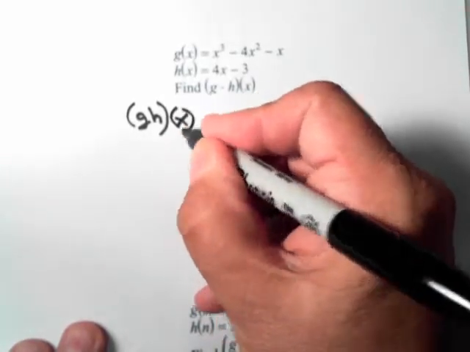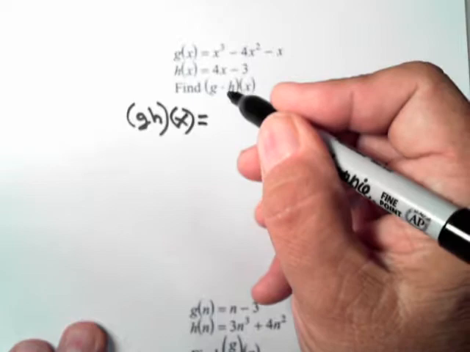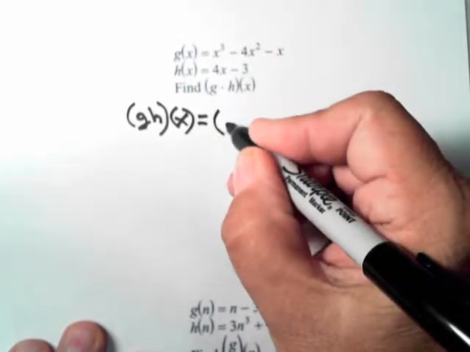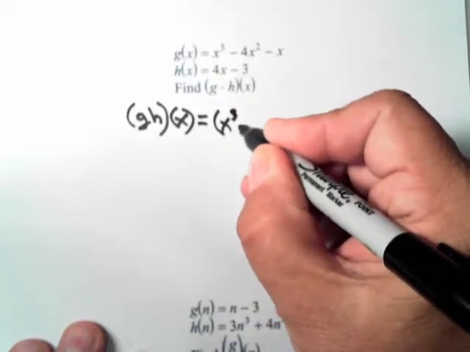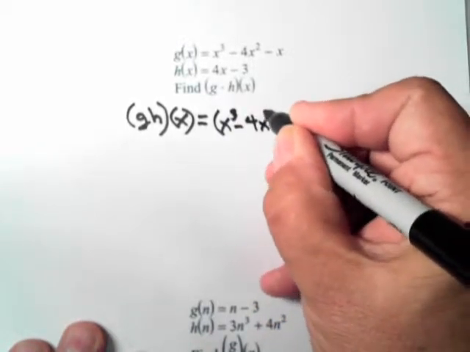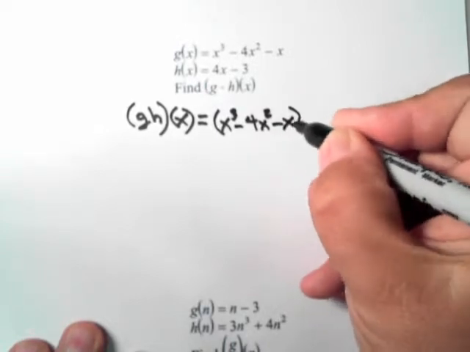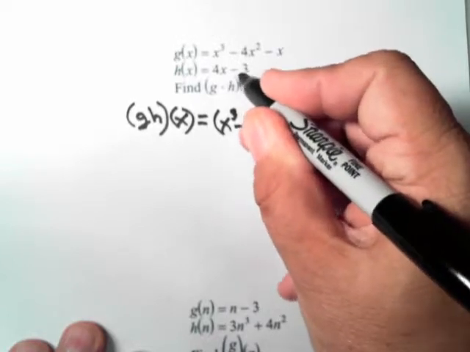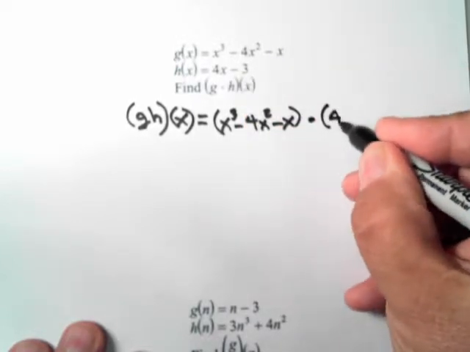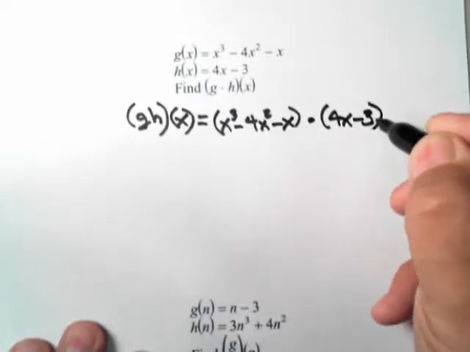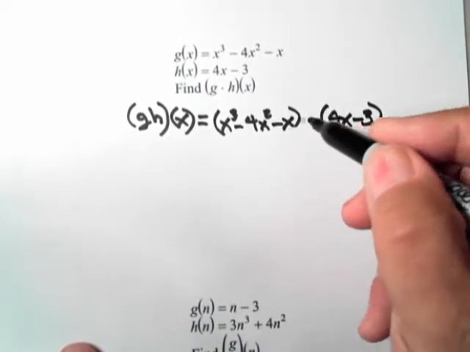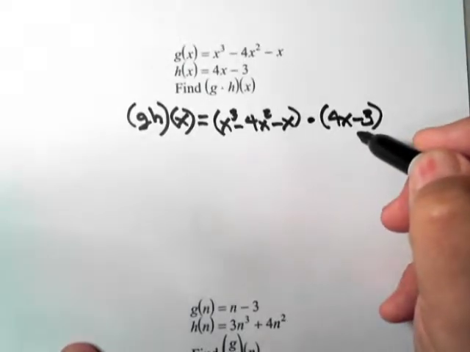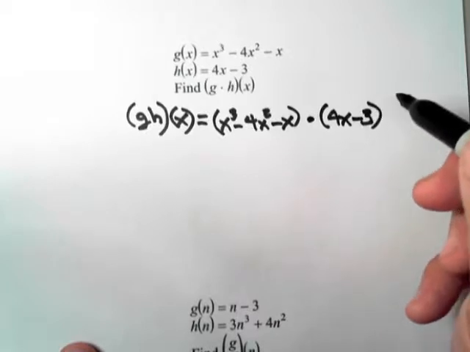And g of h of x means we're leaving the x. So what we got here are these two guys multiplying each other. Here we go. x cubed minus 4x squared minus x, okay, times the other guy here, 4x minus 3. Well, okay, this is a trinomial being multiplied by a binomial, and one of the best ways to do this is good old vertical multiplication.